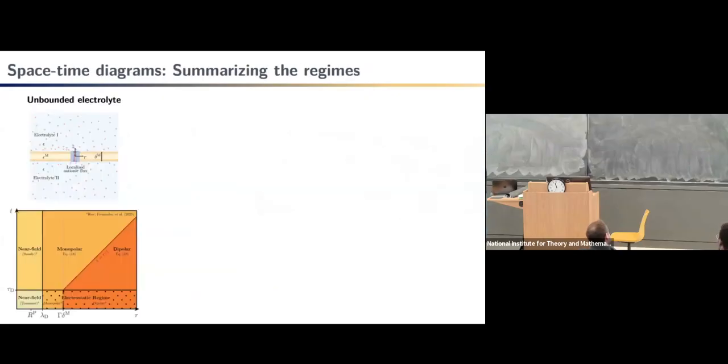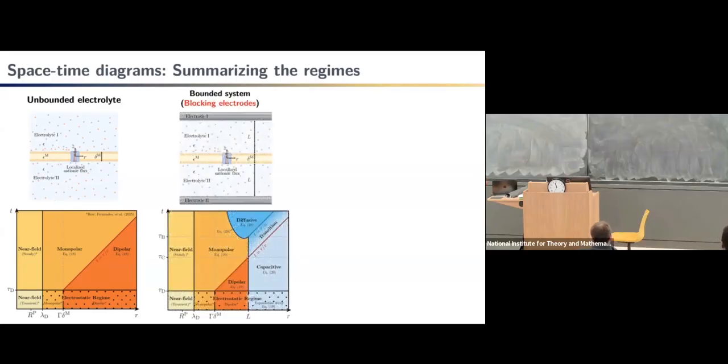Okay, so I want to end by saying that we can think of all these cases, these responses, in this nice way where we have space and we have time, and the various parameters of the system set up these different length scales and time scales. And each of these length scales and time scales ends up partitioning the space-time diagram into different charging regimes. So in this original case of an unbounded electrolyte, we have this near field and low time. But the main thing we have is this transition between the monopolar and the dipolar, and that is defined by this dynamic length scale.